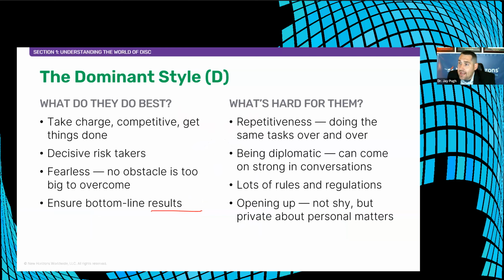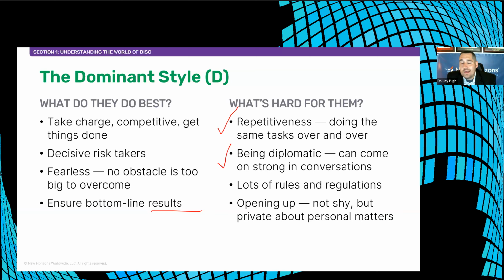So in communication, if you're like, hey, we need a decision done and need to get to it quickly, you do want to communicate with a D. A D might not be the nicest of people, but they are the people that will tell you this is how this should get done. They are effective in that way. However, what's really hard for them is being repetitive or saying the same things over.